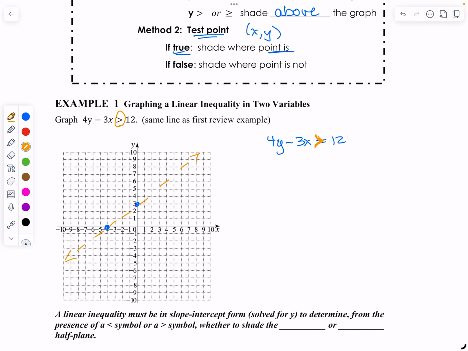Right. Now let's grab a test point. You can grab any point as long as it's not on that dashed line. I love to put in 0, 0 because that's the easiest. So I'm going to plug it in.